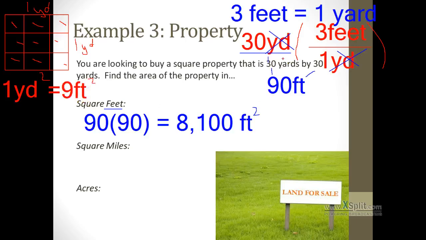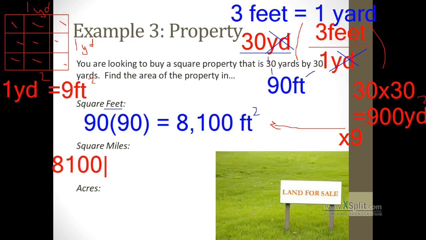So I could have approached this problem similarly. I could have said, well, 30 times 30 is equal to 900. That's the area in yards squared. And then multiply that by 9. That's going to end up giving us the 8,100 square feet. Now if I want to convert that to square miles, here's what I'm going to do. I'm going to start with 8,100 square feet.